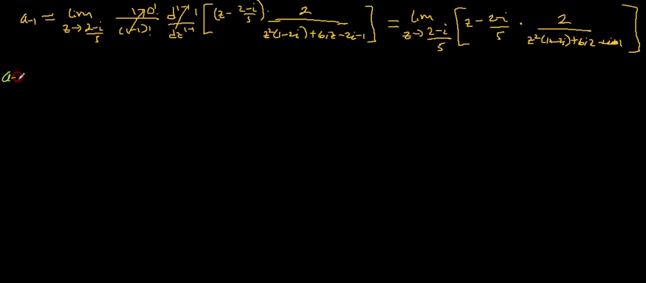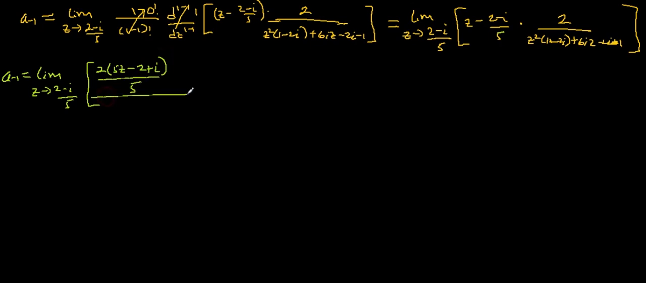So let's expand this. We have a minus 1 to be equal to limit as z turns to 2 minus i divided by 5 into, multiplying this with this, we are going to have 2 into 5z minus 2 plus i, then divide by 5, and all of this divided by z square into 1 minus 2i plus 6iz minus 2i minus 1.